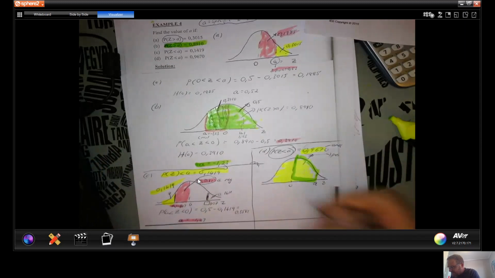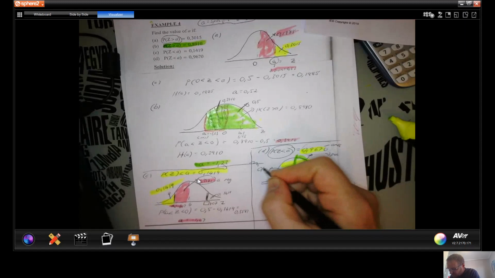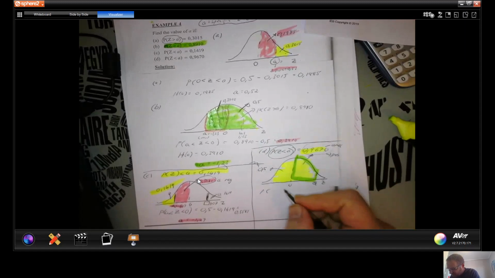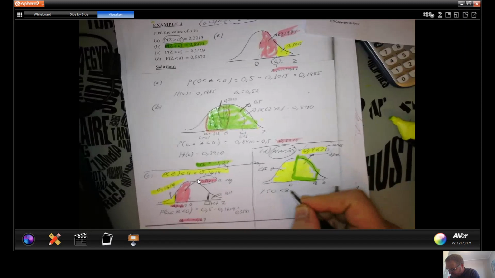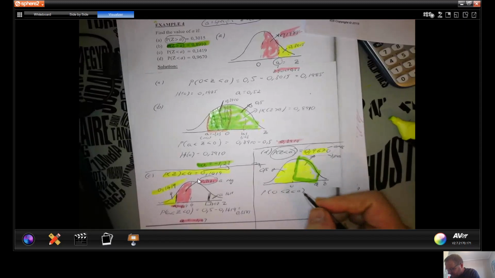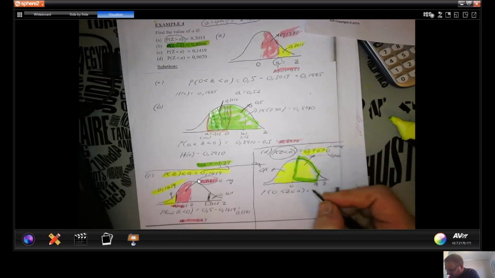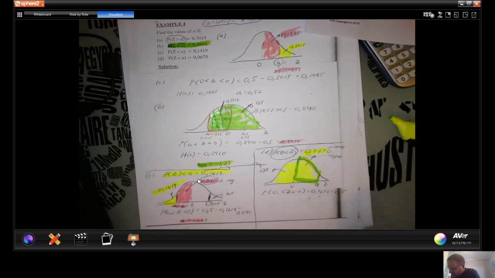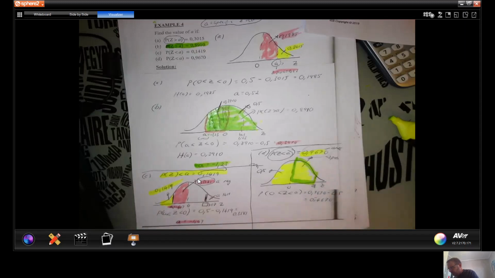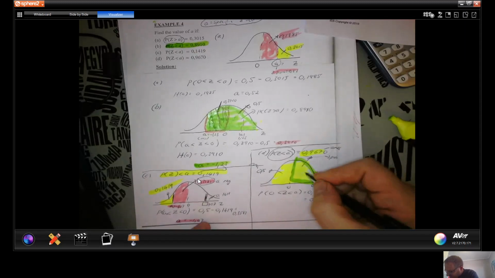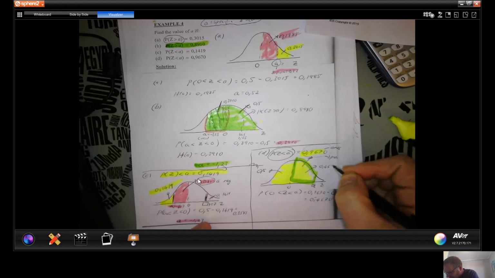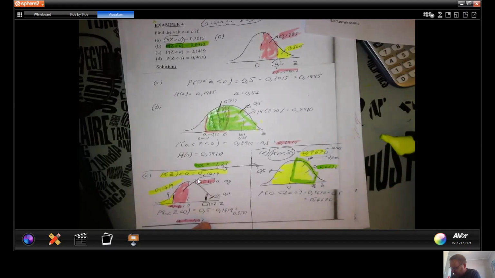So how are we going to figure that out? Well, this bit over here is 0.5. So the probability that Z is bigger than 0 and less than whatever that Z score, A, is must be equal to the whole thing, chop out 0.5. So 0.9670 take away 0.5, and we get 0.4670. Plus 0.5, yeah, that's right. So this area in green is 0.4670.